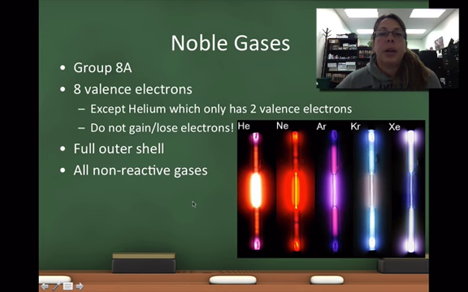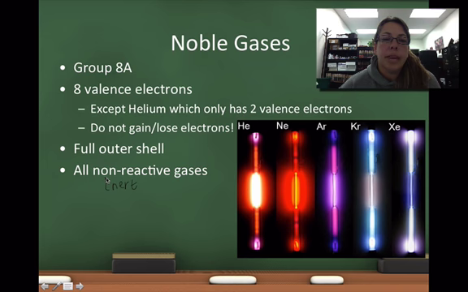The last group are the noble gases. They are in column 8A. They're clear on the right-hand side of the periodic table. They all have 8 valence electrons, with the exception of helium, which only has 2 valence electrons. They do not gain or lose any electrons because they are stable with what they have. They have a full outer shell. They are all non-reactive, and the other word that you hear a lot with them is that they are inert.